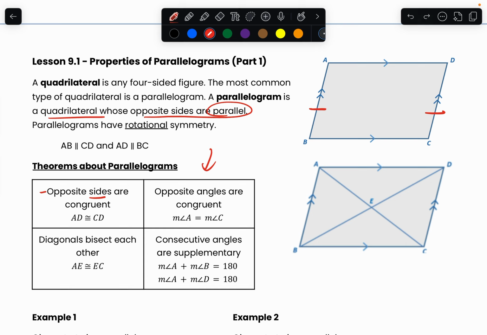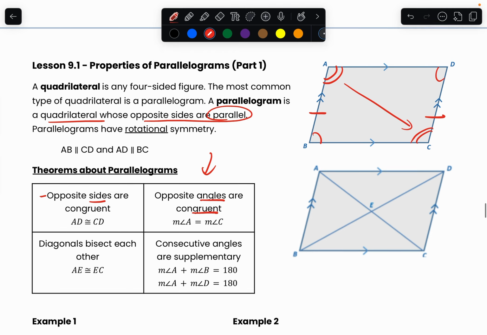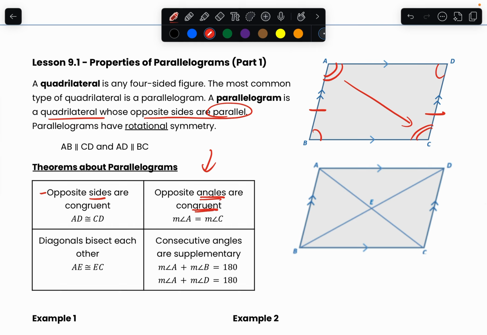Next one, your opposite angles are congruent. Let's say this angle right here is 60 degrees, then its opposite angle right here will also be 60 degrees. They're going to have the same angle measurement. Same with this angle right here. Let's say this angle is 120. It will be the same angle measurement as its opposite angle right here, because opposite angles in a parallelogram are congruent. They have the exact same angle measurement.